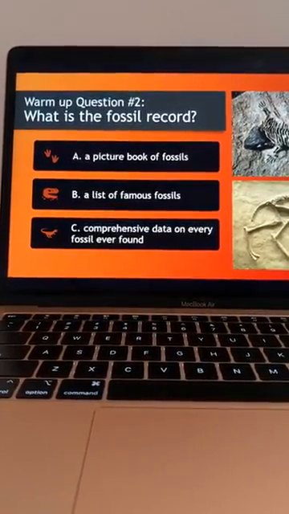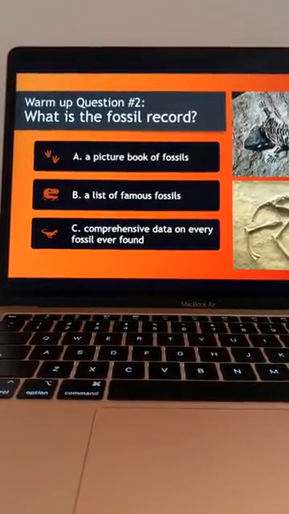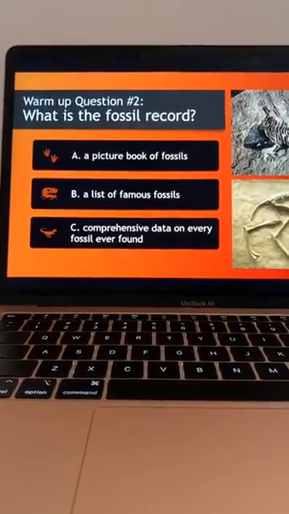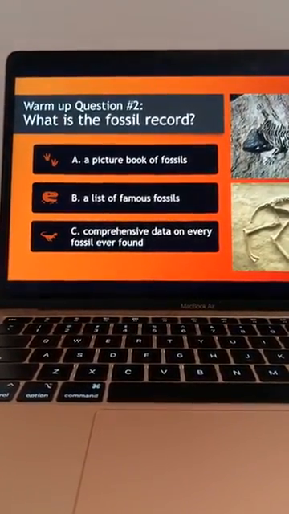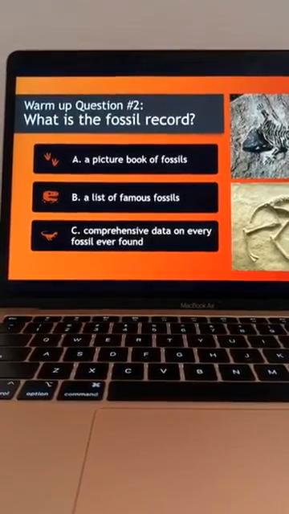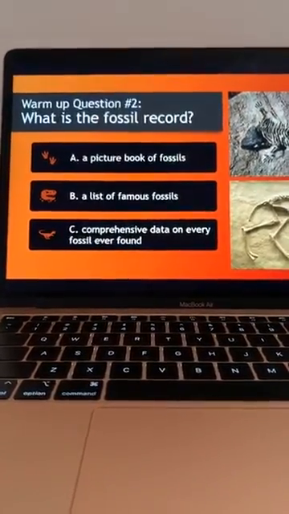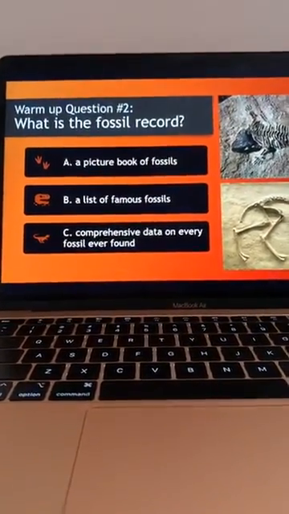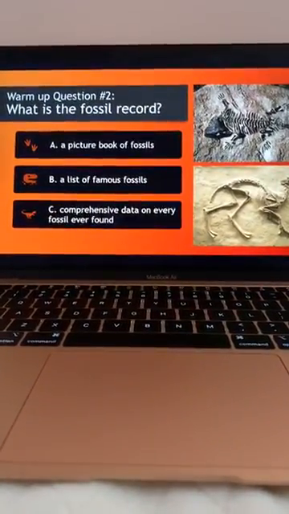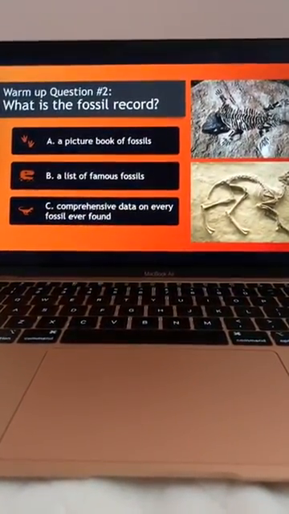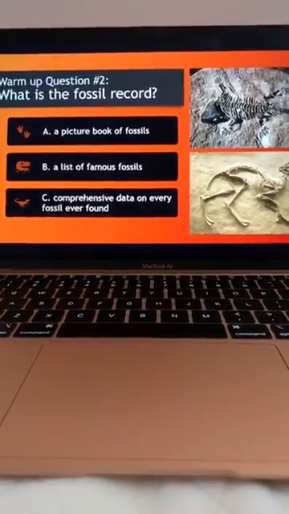Type your answer in the comment section. What is the fossil record? We talked about the fossil record last class on Wednesday. Type your answer in the comment section.